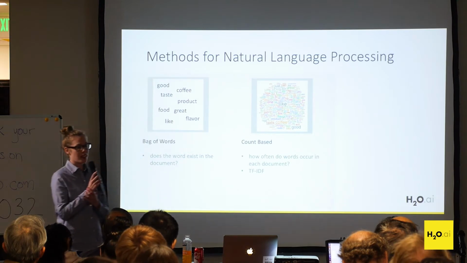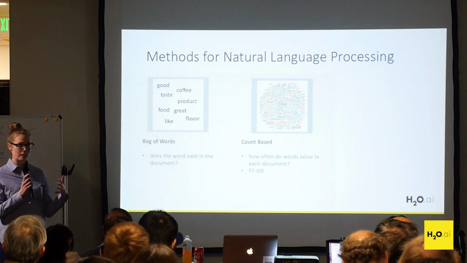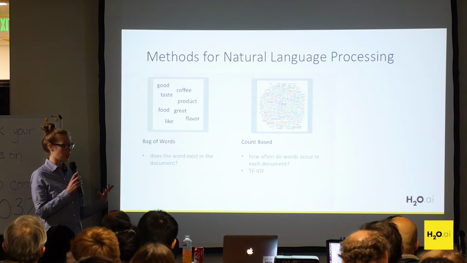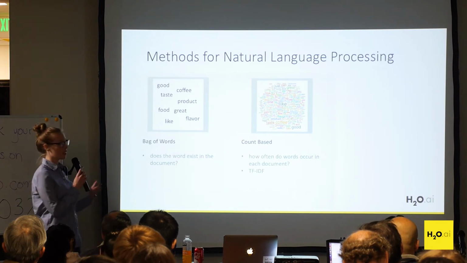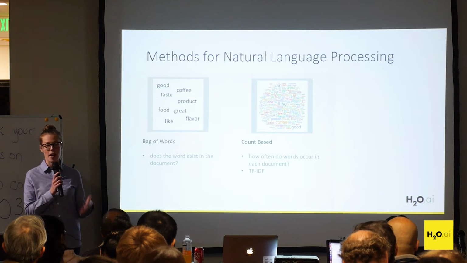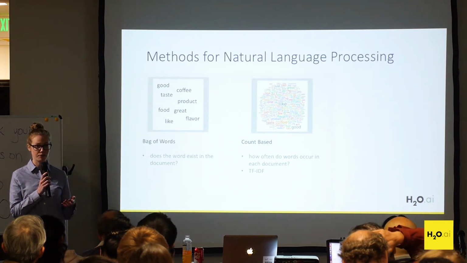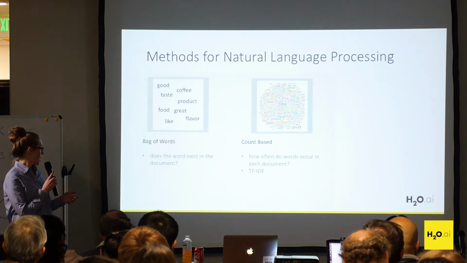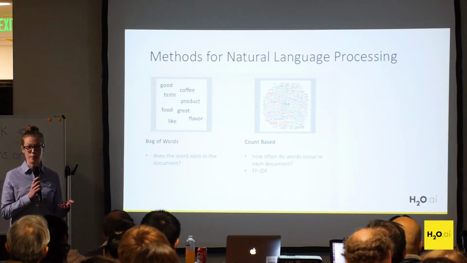The second method is count-based. So this is a little bit more advanced on top of bag of words. What we're going to do is not only figure out does the word exist in the text, or in the review in this case, but how often does it exist in the review. So things like TF-IDF, that would be under a count-based method.